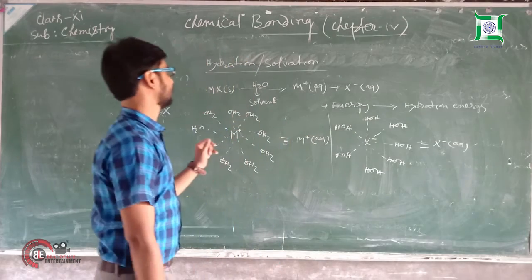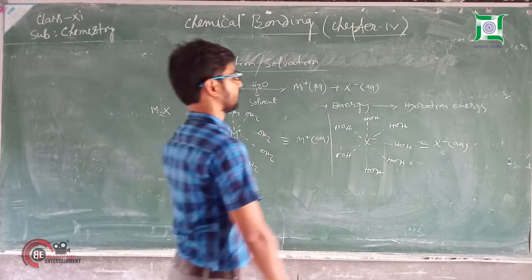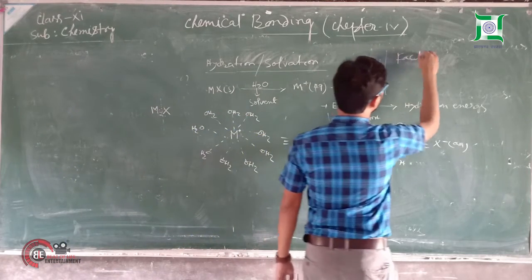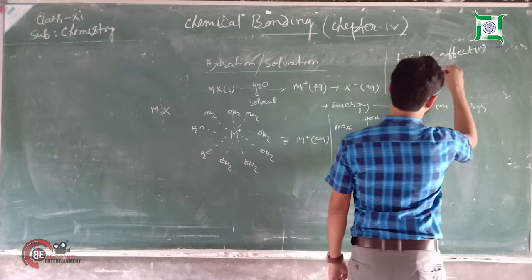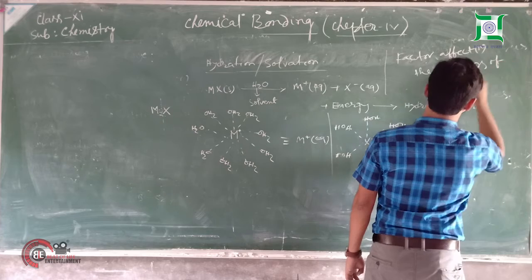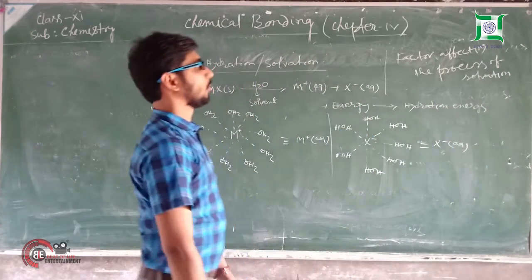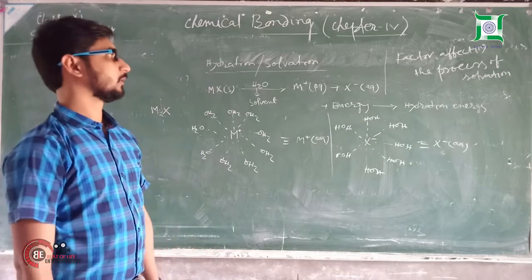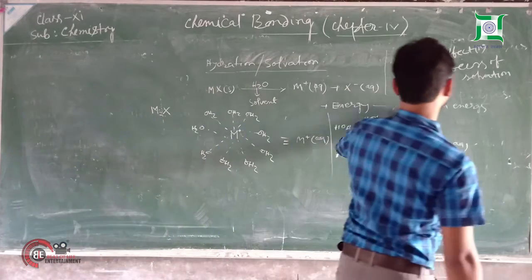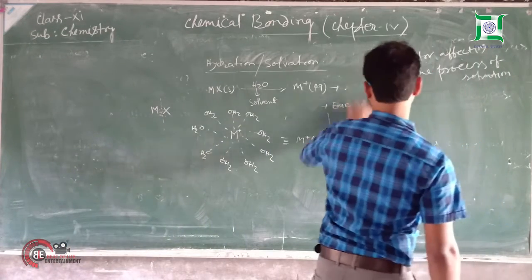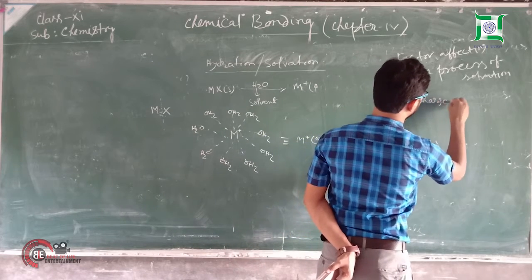Now, the factor that depends on the extent of hydration. That means the factors affecting the process of solvation. So, which are the important factors that will affect the process of hydration? The first one is charge density.